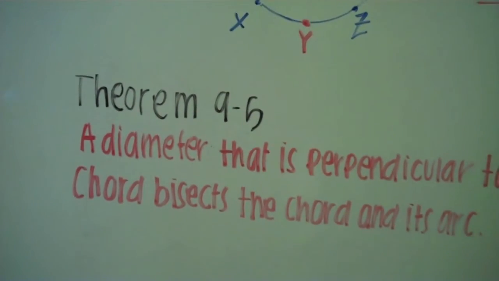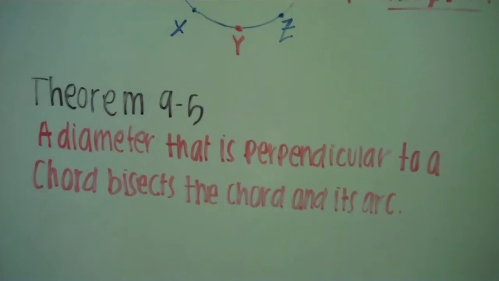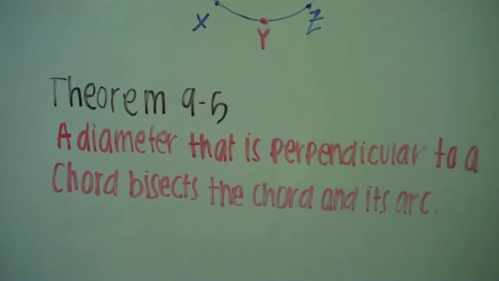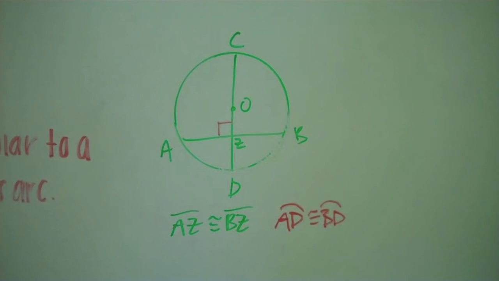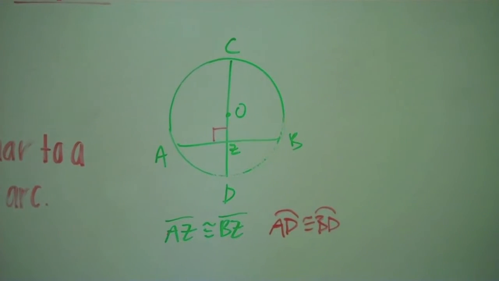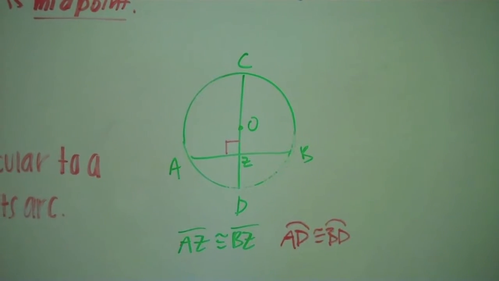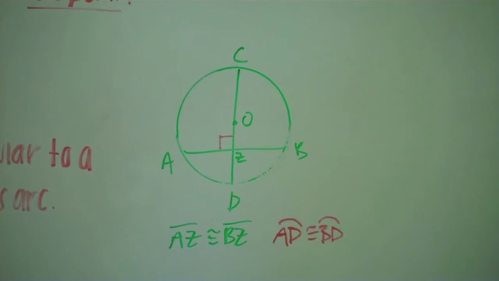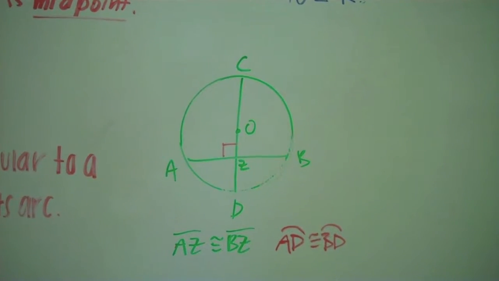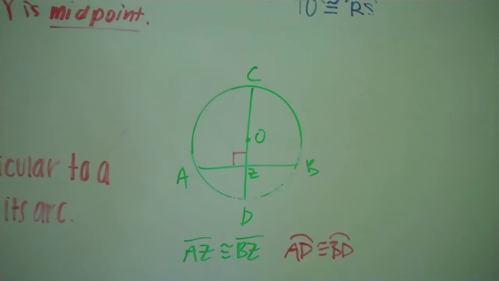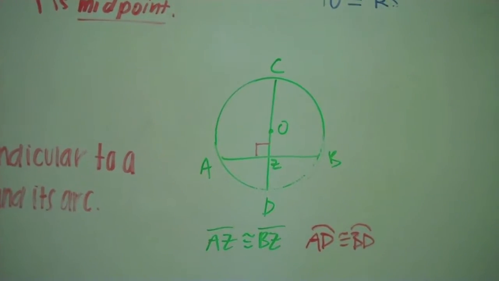Theorem 9.5. A diameter that is perpendicular to a chord bisects the chord and its arc. In the diagram, since diameter CD is perpendicular to chord AB, segment AZ is congruent to segment BZ, and arc AD is congruent to arc BD.